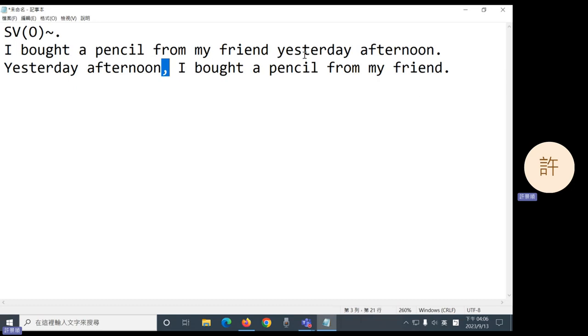You can also do the same thing with this information. You can say, from my friend, yesterday afternoon, comma, I bought a pencil. That would also be a correct sentence. This is the most important information in learning grammar. What is a complete sentence? It must have and can only have one subject. It must have and can only have one verb. And the other information goes to the back unless you add a comma. Questions? Okay, let's move into more detailed stuff.